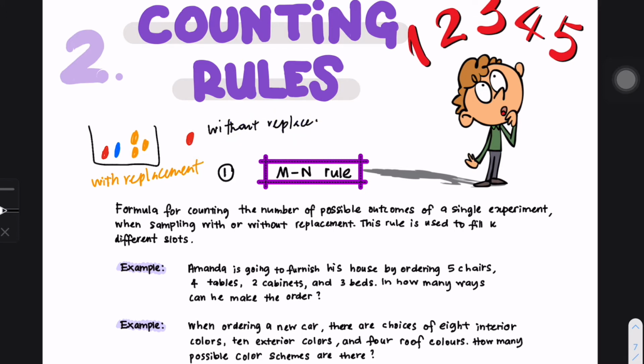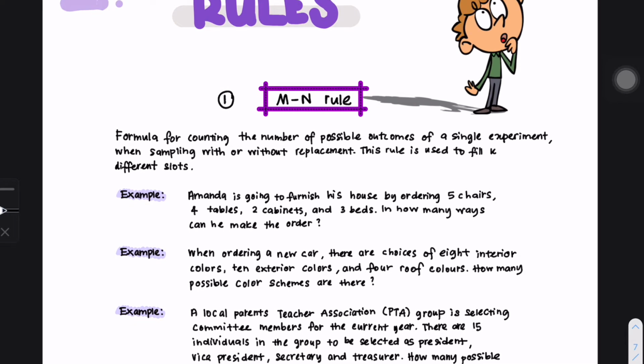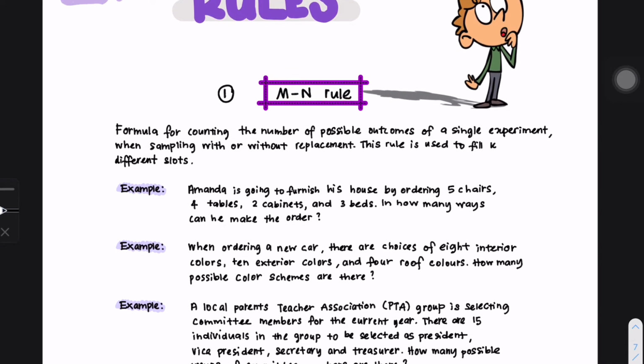Okay, so MN rule adalah formula yang kita gunakan untuk kita kira possible outcome for experiment, sama ada eksperimen itu with replacement ataupun without replacement. And this rule is used to fill K different slot. Okay, apa maksud dia? Kita tengok example.